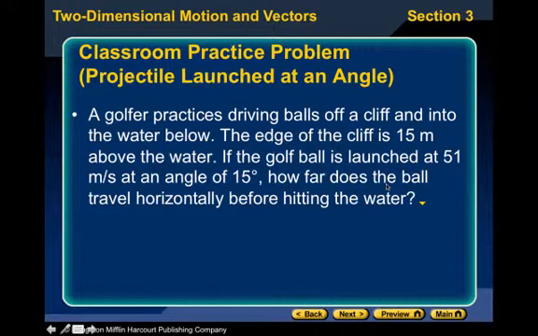Now this time it's a projectile launched at an angle. So that was horizontally coming off. This one's launched at an angle. A golfer practices driving balls off a cliff and into the water below. The edge of the cliff is 15 meters above the water. Man, they made this one a little difficult right away. If the golf ball is launched at 51 meters per second at an angle of 15 degrees, how far does the ball travel horizontally before hitting the water?